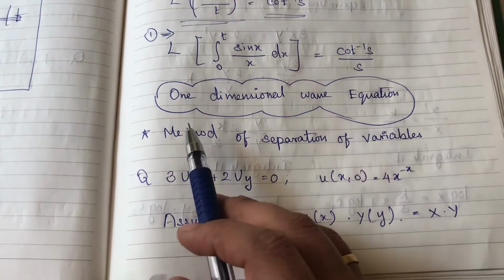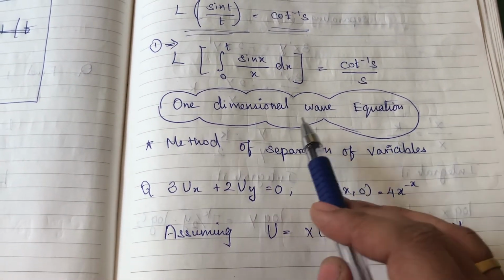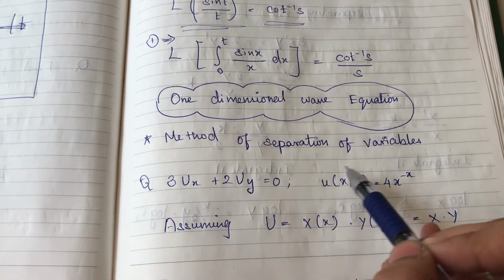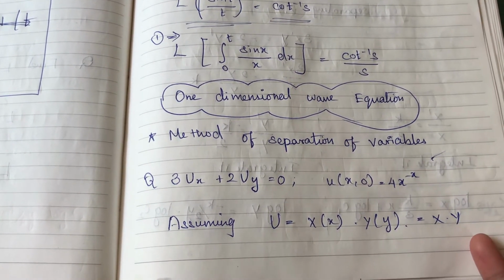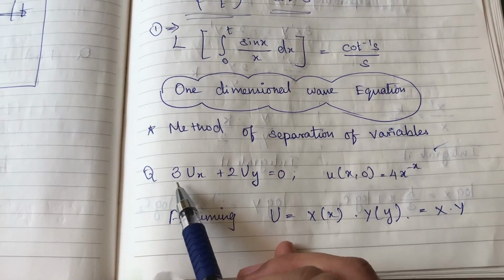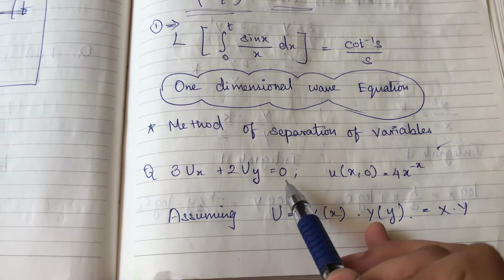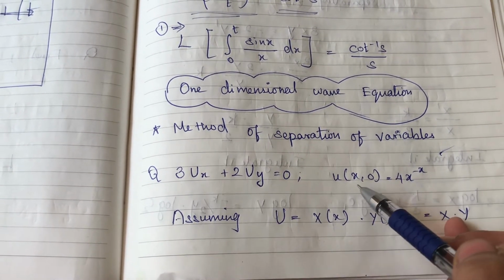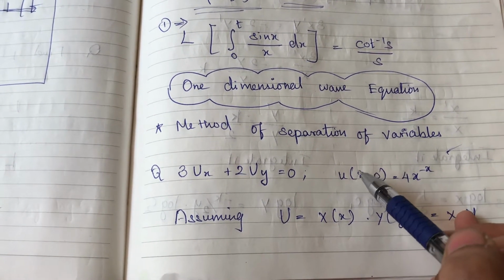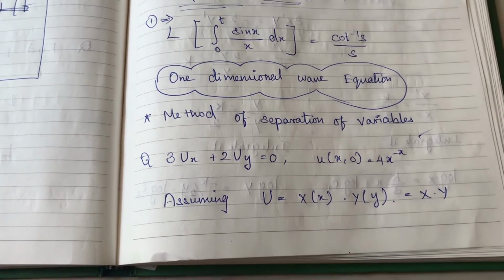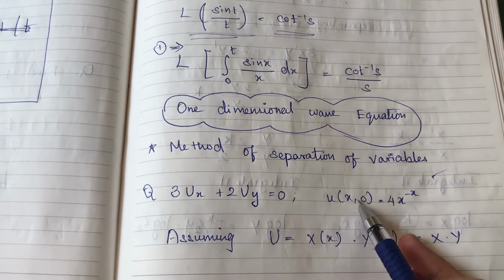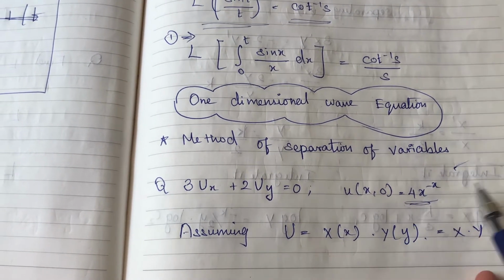Okay, let's see another one, the one dimensional wave equation. So first one, I'm just using the method of separation of variables. You can see here they have given one question here: 3ux plus 2uy will be equal to 0. And they have given one condition, u of x comma 0 will be equal to 4e power minus x. So they are saying y as 0, then it will become this function.